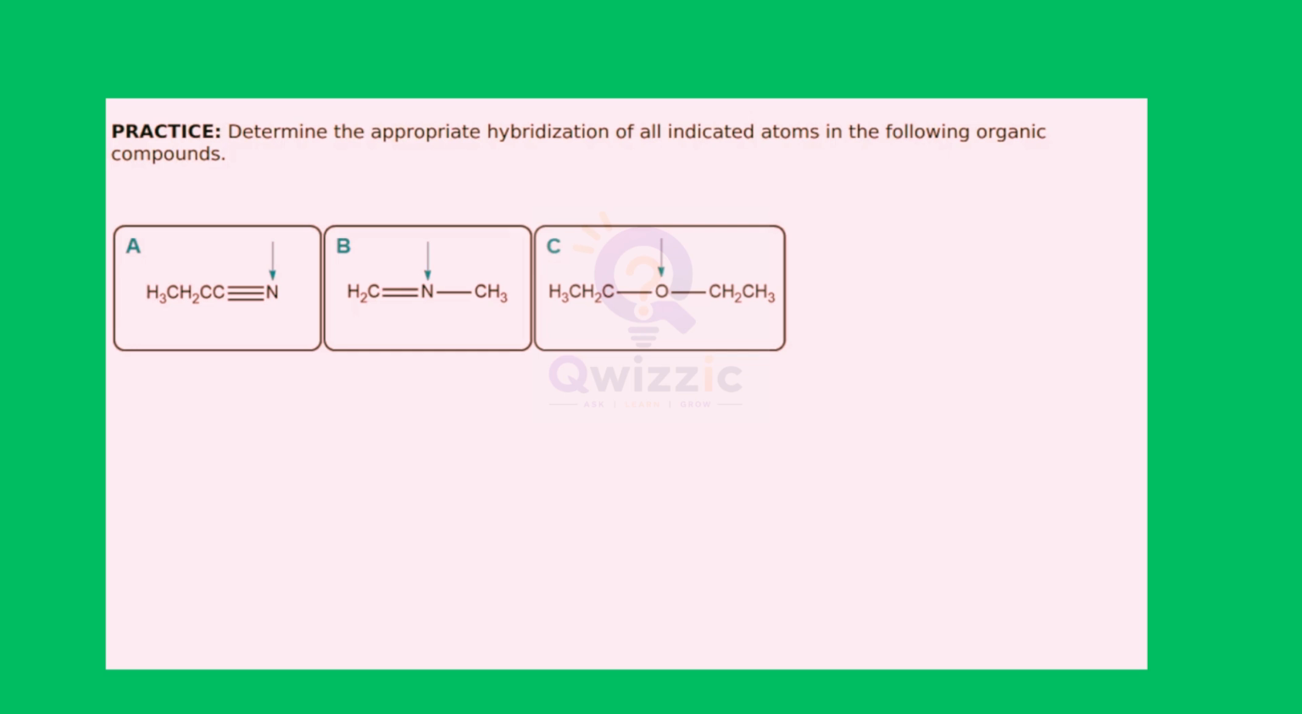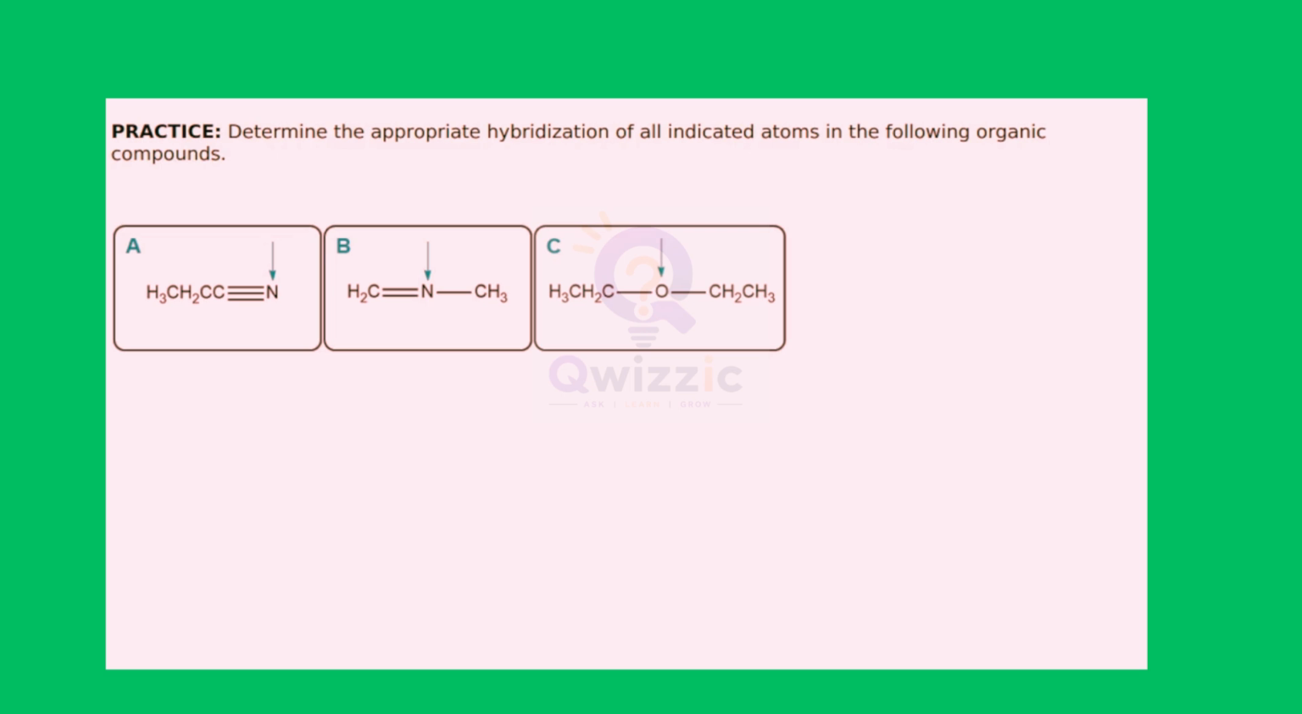Alright, hi everyone. So for this question, let's determine the appropriate hybridization of all indicated atoms in the following organic compounds. So before we start talking about these organic compounds individually, let's recall how to distinguish the hybridization of a given atom, right?